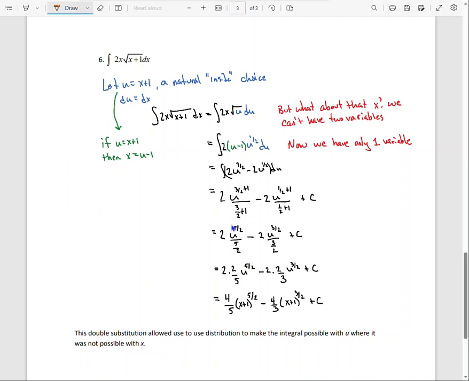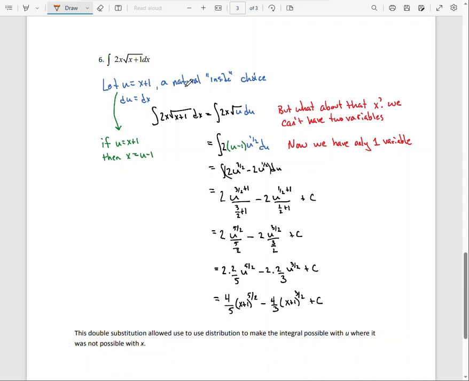3/2 plus 1 becomes 5/2. Instead of dividing by the fraction 5/2, I can multiply by the reciprocal. Instead of dividing by the fraction 3/2, I can multiply by the reciprocal. When I'm multiplying, I'll get 4/5. Replace the u with an x plus 1. Right, let's not forget what u started out as. To the 5/2 minus 4/3, multiplying x plus 1 to the 3/2 plus c.